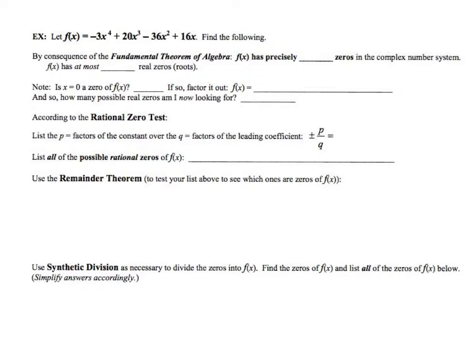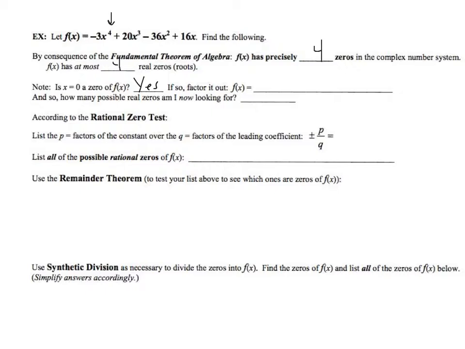By the consequence of the fundamental theorem of algebra, this polynomial has 4 complex zeros, because the degree is 4. And at most, 4 of those are real. So it could be 4, it could be 2, it could be none. Now, is x equals 0 a factor in this case? It is, because you notice they all have an x. And when they all have an x, then if I put a 0 for all the x's, obviously the function is going to be 0.